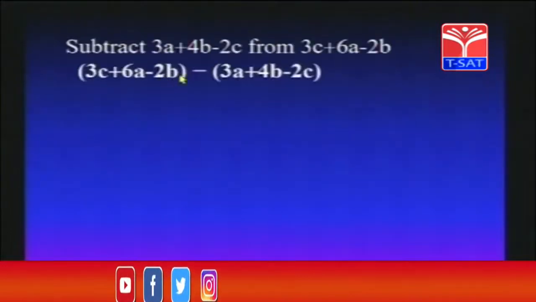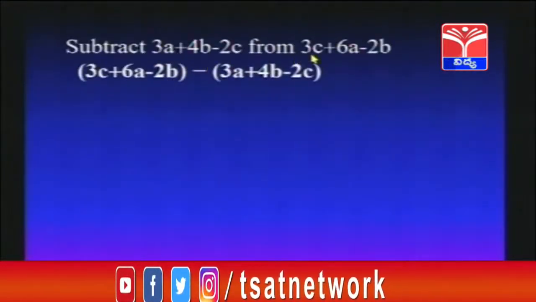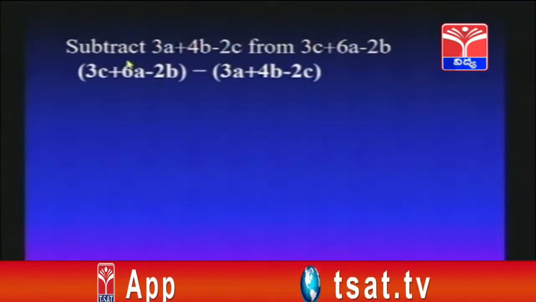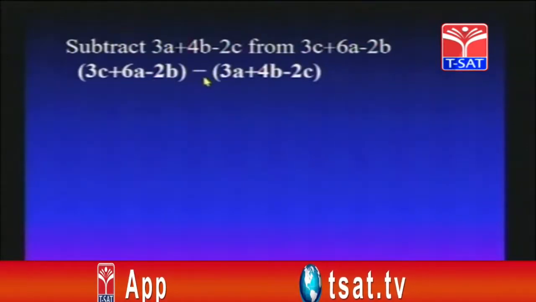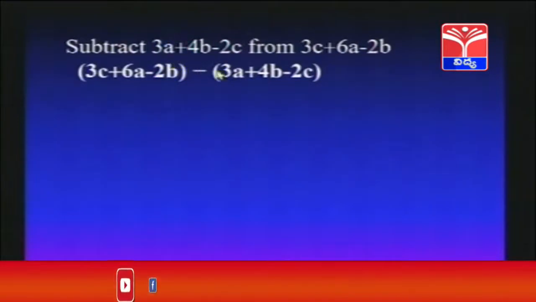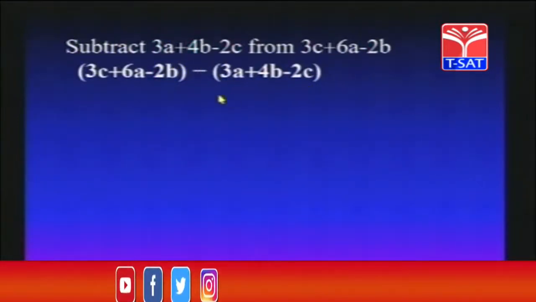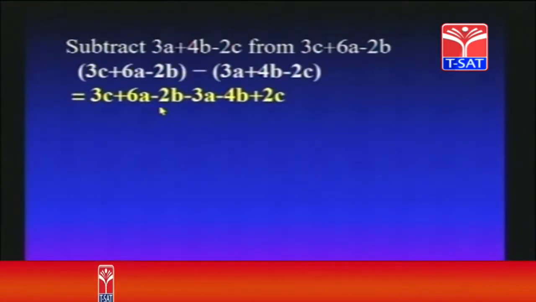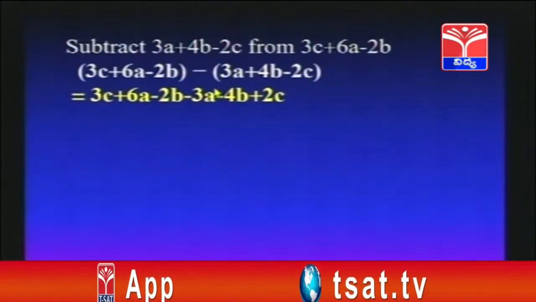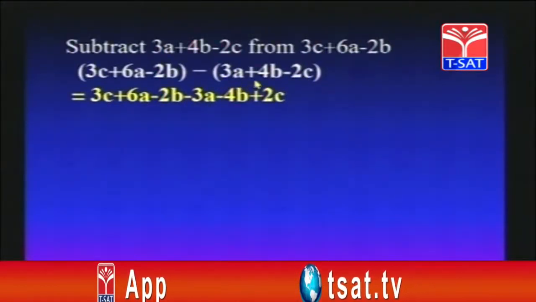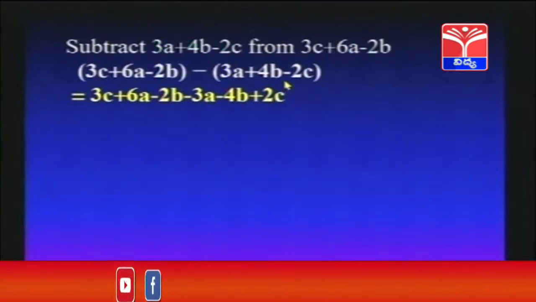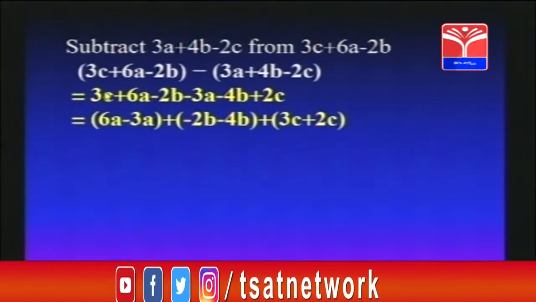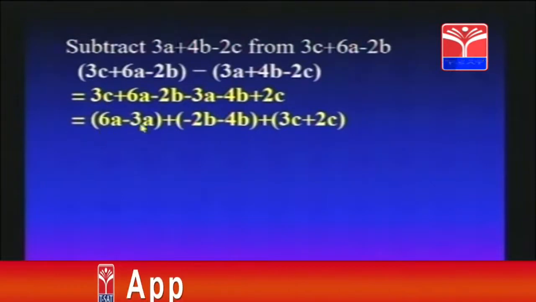Now subtract 3a plus 4b minus 2c from 3c plus 6a minus 2b. So we'll write this expression first. We have to subtract, so we'll take a negative sign in between and write the first expression, 3a plus 4b minus 2c. Now we write the additive inverse of the second expression, and write the first expression as it is. Additive inverse of the second expression: plus 3a becomes minus 3a, plus 4b becomes minus 4b, and minus 2c becomes plus 2c. Once again we have to regroup the like terms.